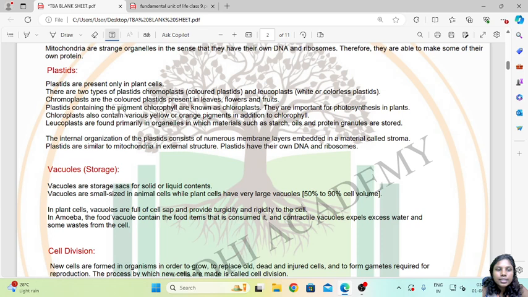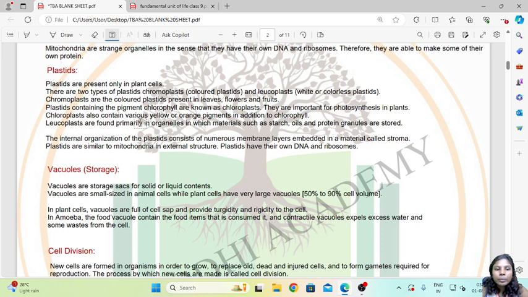Then plastids containing the pigmented chlorophyll are known as the chloroplast. They are important for photosynthesis in plants. So we know during photosynthesis chlorophyll is very important, and this chlorophyll pigment in plants is due to this plastid chloroplast. So chloroplast also contain various yellow or orange pigments in addition to chlorophyll.